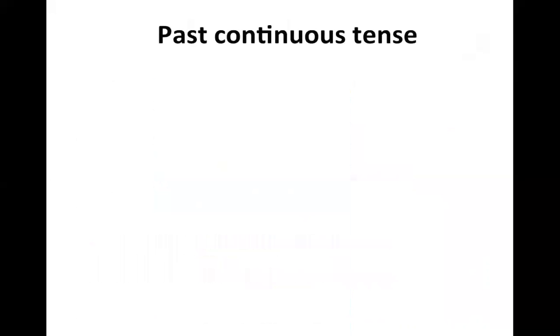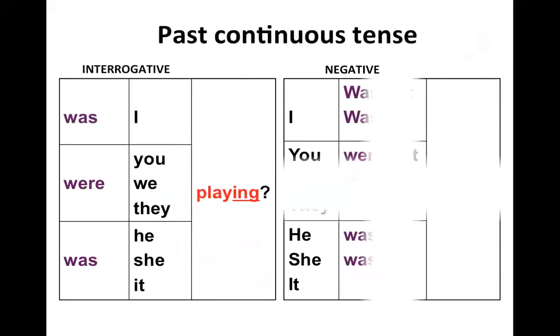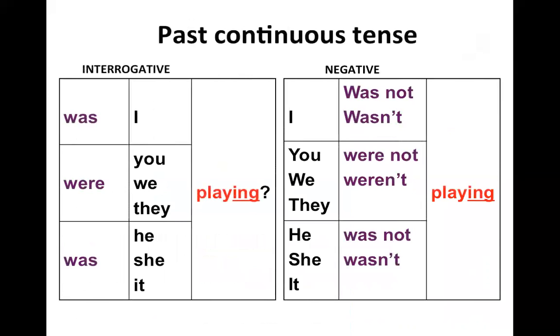Okay? In past continuous sentences, you can make an interrogative. When you make an interrogative, you have to use first the verb to be, for example was, then you write the person and end by writing the verb plus ending with -ing. For example, were you playing? A negative form: I wasn't playing. Okay?